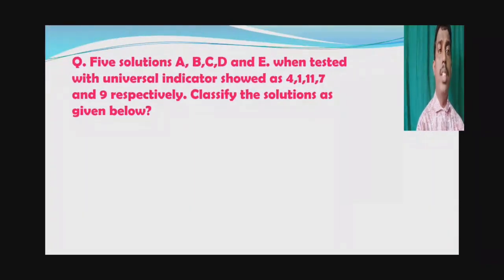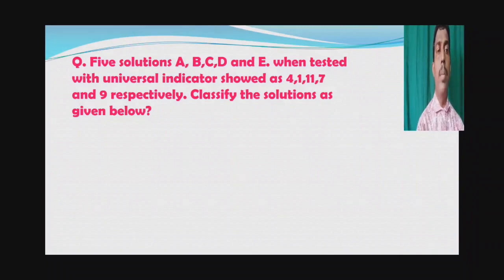Five solutions. This is one textbook question, a textual question. Five solutions A, B, C, D and E, when tested with universal indicator, showed pH 4, 1, 11, 7 and 9 respectively. Classify the solutions as given below. Five solutions, namely A, B, C, D and E.